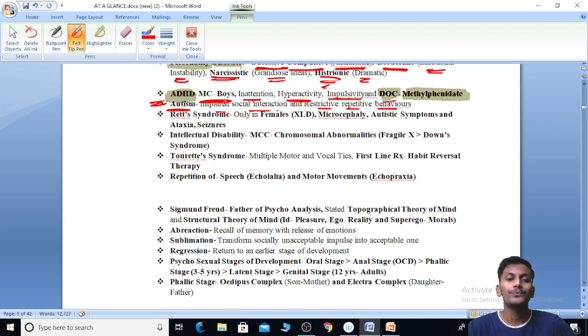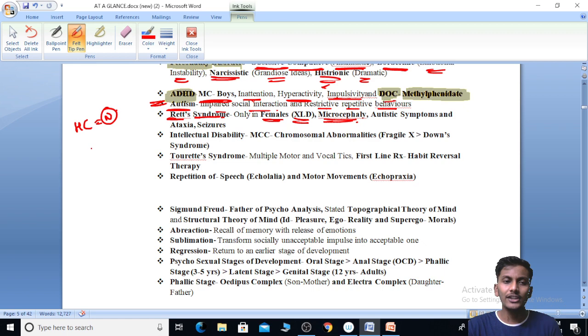Right, important one. Next is your Rett syndrome. Please remember guys, Rett syndrome is similar to autism, but it is only seen in females because it has the X-linked dominant pattern of inheritance. In this we can see microcephaly. Usually at birth the head circumference is totally normal.